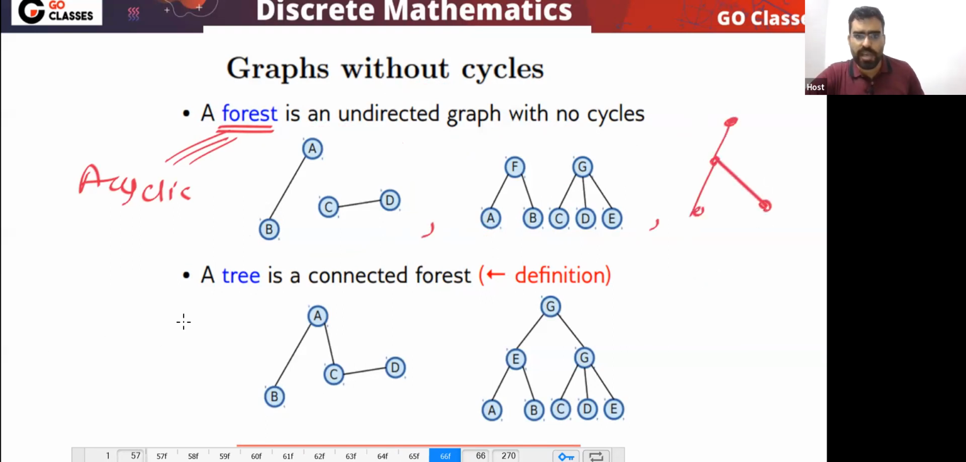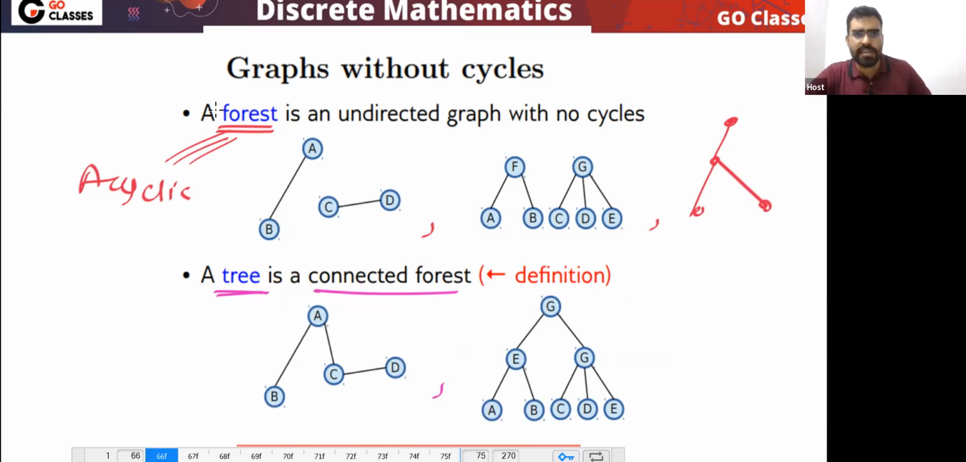This is also a forest. And what is a tree? A tree is a connected forest, meaning a connected acyclic graph. This is a tree. This is connected and acyclic. Can you notice there is no cycle here? So this tree is a connected acyclic graph.